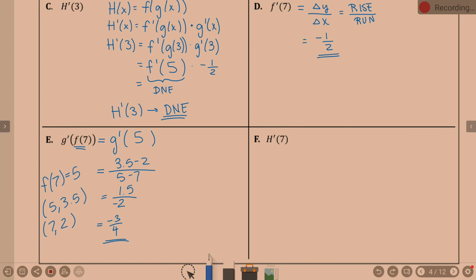H prime of 7. We've got to go back to what H was, yes? We already talked earlier, can I just use what I have over there? We already talked that H prime is F prime of G of X times G prime of X, yes? Can I go ahead and put 7 in there? F prime of G of 7 times G prime of 7. And that is from what I did on part C.